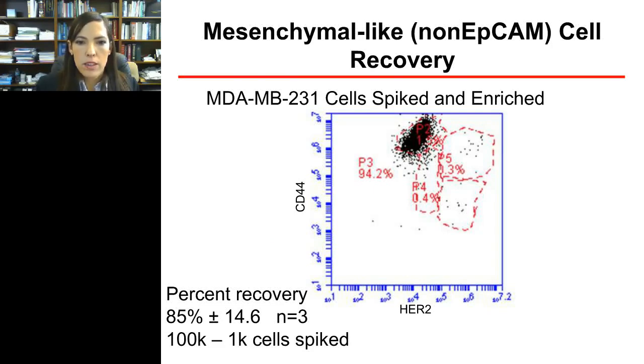Looking at that method, we looked at the MDA cells, the cells that express EpCAM the least, so they have very low expression of EpCAM. And we determined in spiking experiments where we spiked in 100,000, 10,000, and 1,000 cells into 1 ml of whole blood, that the percent recovery was 85% using that method.